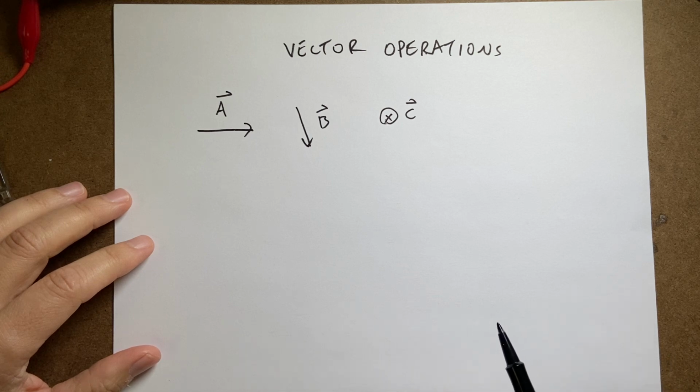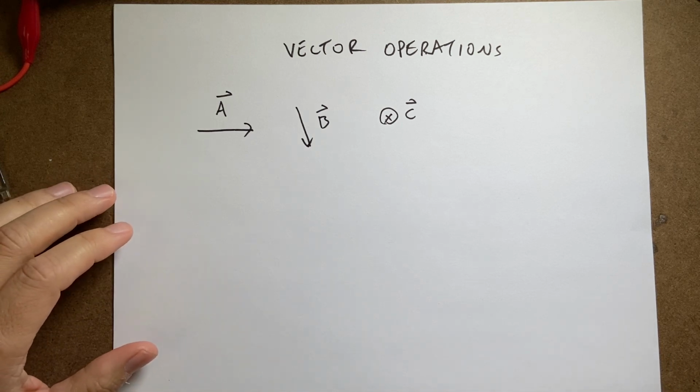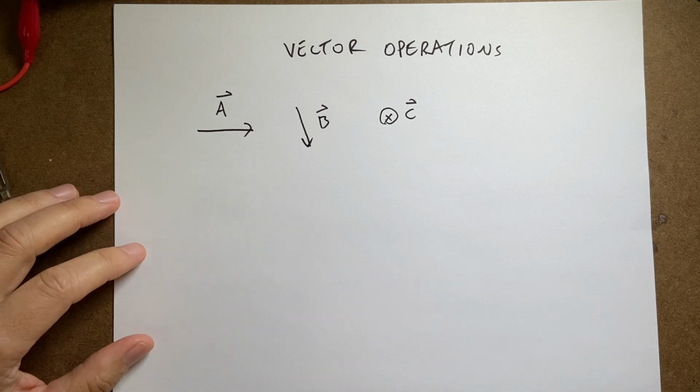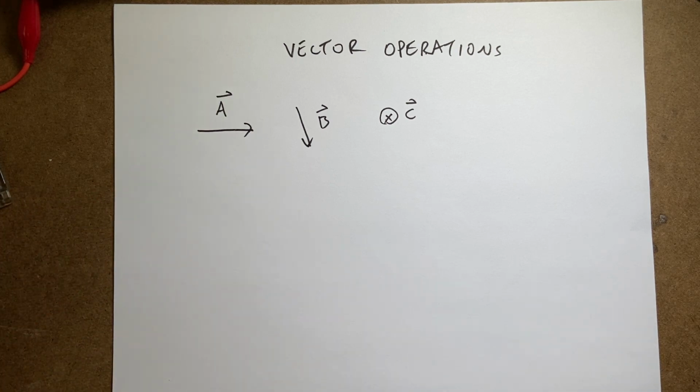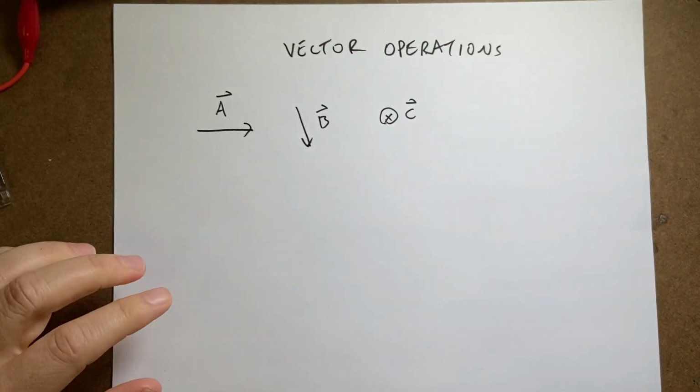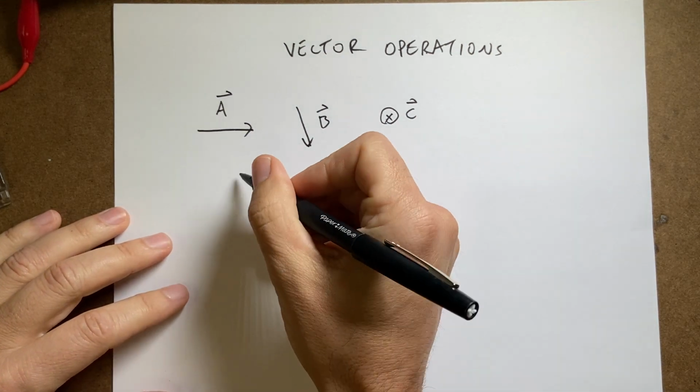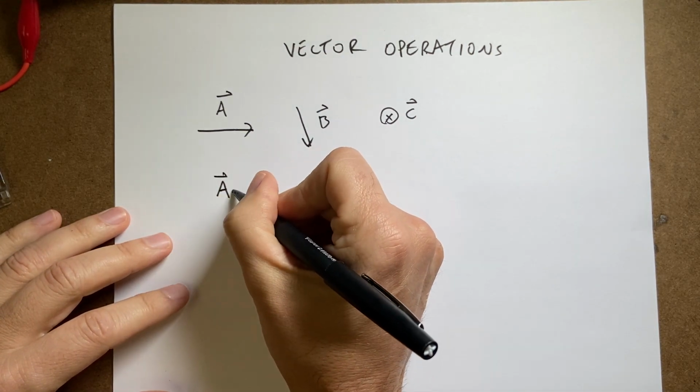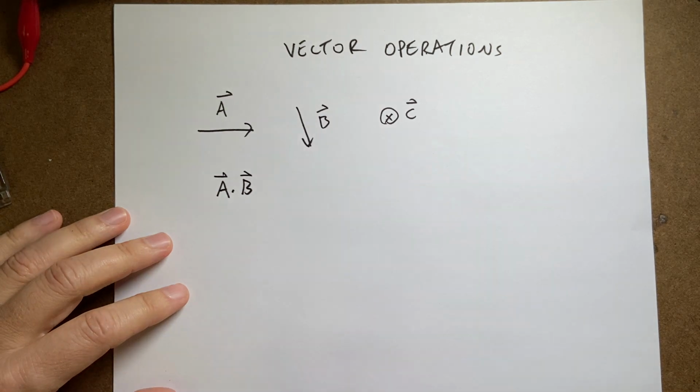So, of course, we can add vectors, we can subtract vectors. I can multiply a vector times a scalar. But how do I operate two vectors to each other? Well, we've already seen one way. I have this, A dot B, the dot product.